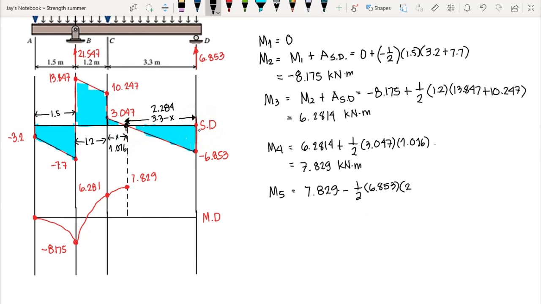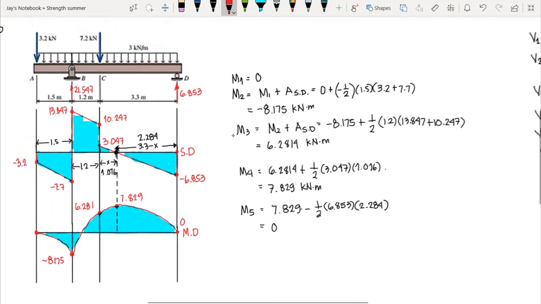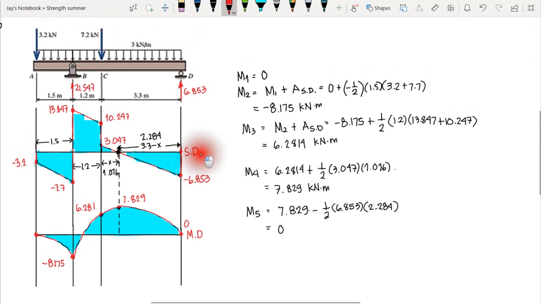So we have here 2.284, and we have our moment 5, that is equal to 0. So therefore, we end at point 0. This means that we have closed our moment diagram, thus we have drawn the shear and moment correctly. So this one now is our shear diagram, and this one is the moment diagram. This is how you are going to draw the shear and moment diagram using area method.